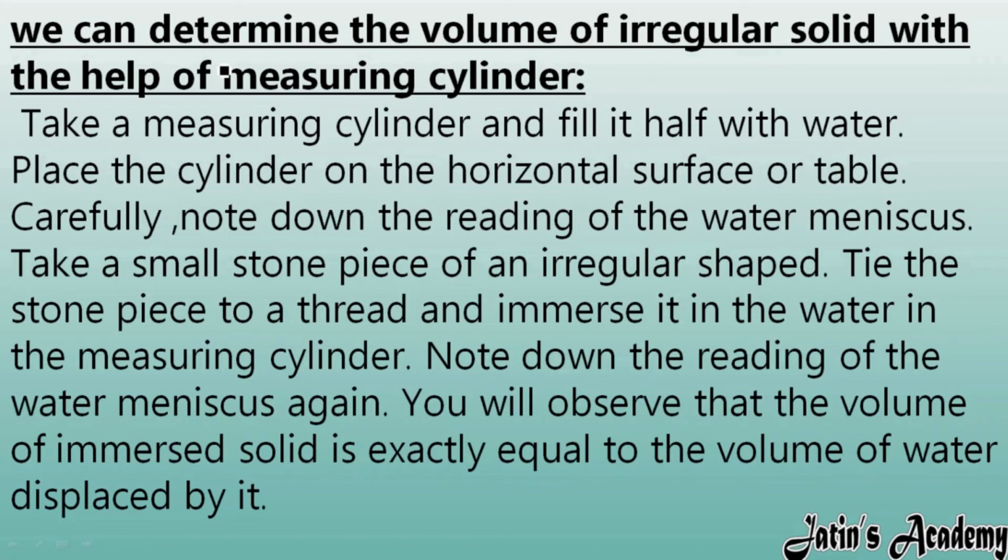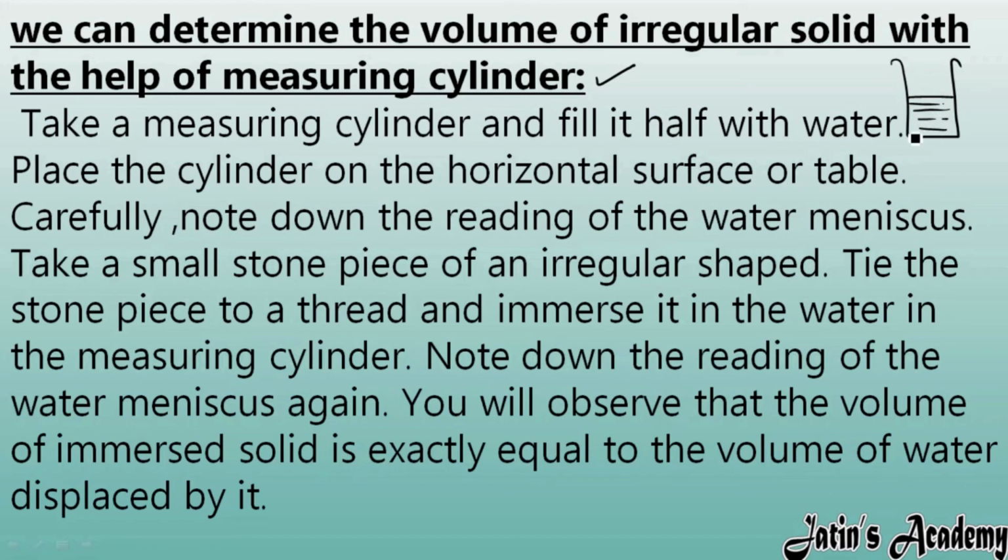We can determine the volume of an irregular solid with the help of a measuring cylinder. I have taught you about the measuring cylinder before. So we are going to use the measuring cylinder in order to measure the volume of an irregular solid. So what do we have to do? We have to take a measuring cylinder and fill it half with water.